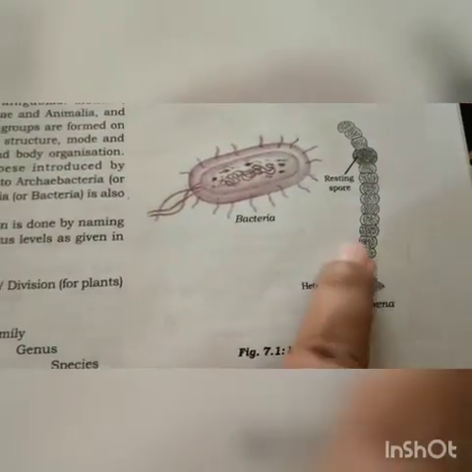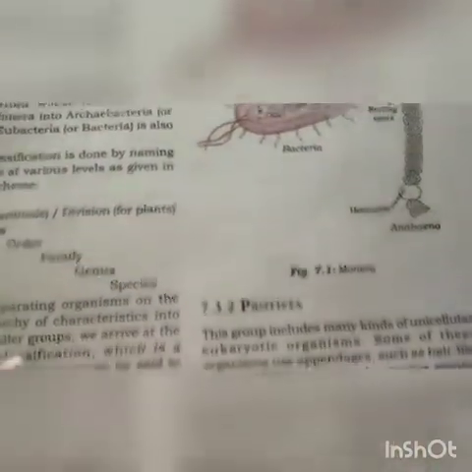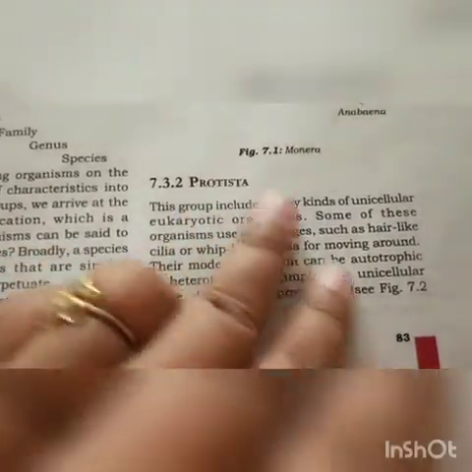Heterocytes through which they can get the food. This is the Monera. Okay, this is the example of Monera. Next one is the Protista.